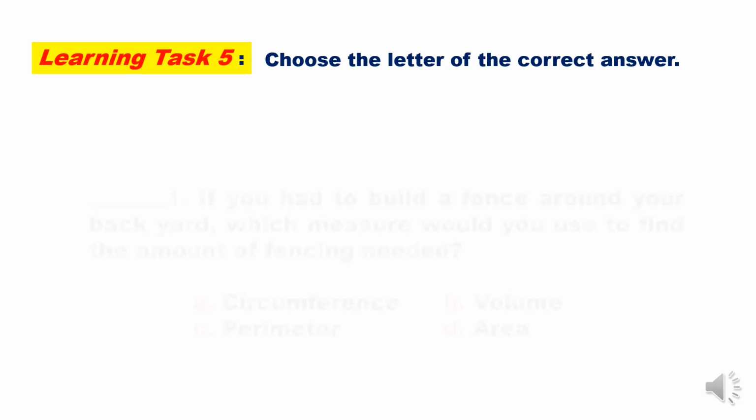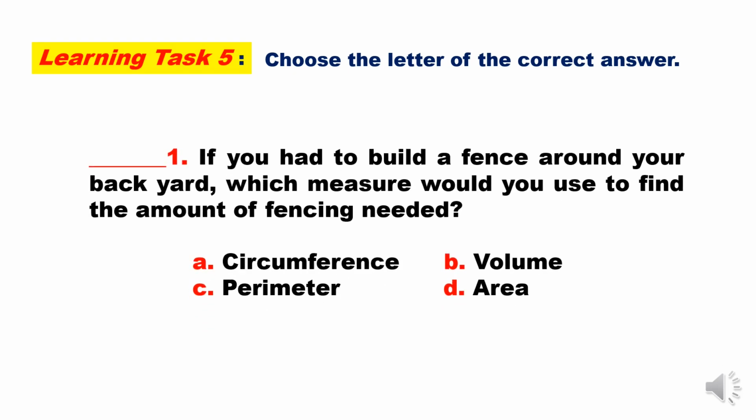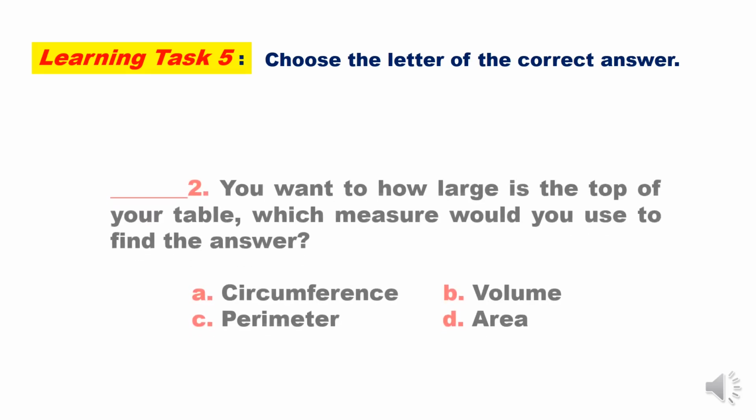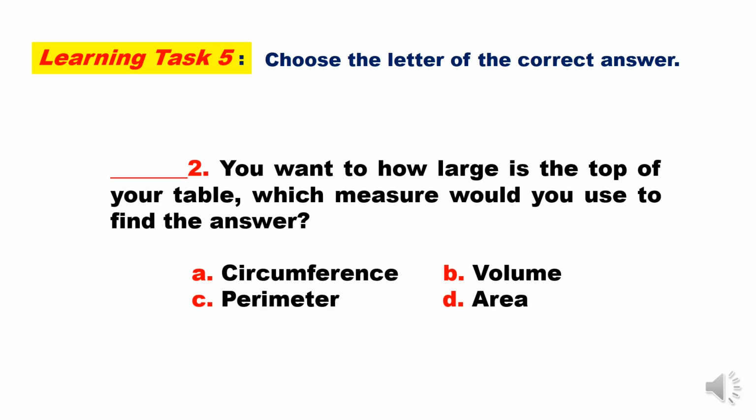Learning task 5. Choose the letter of the correct answer. Number 1. If you had to build a fence around your backyard, which measure would you use to find the amount of fencing needed? A. Circumference, B. Volume, C. Perimeter, D. Area. Number 2, you want to know how large is the top of your table. Which measure would you use to find the answer? A. Circumference, B. Volume, C. Perimeter, D. Area.